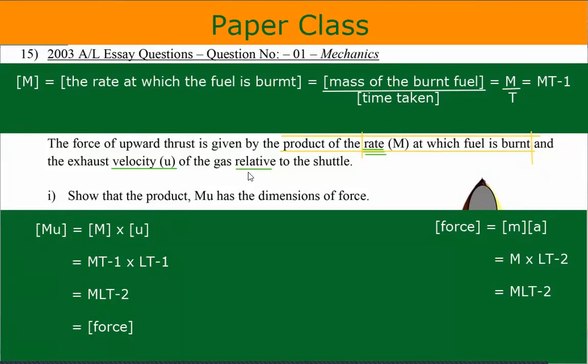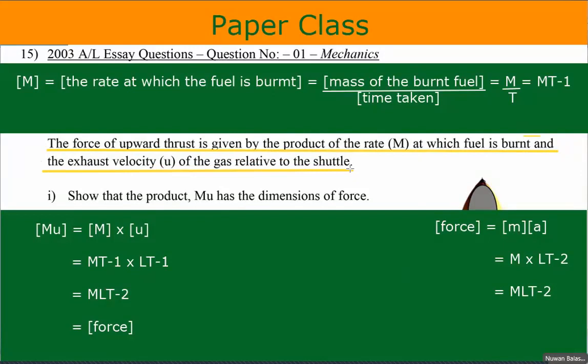We cannot use any other equation to prove this because this is a given equation. In the question, it is clearly given. We cannot use our own equation to prove anything because it is clearly given. The force means upthrust. The thrust is given by the product of the rate M at which the fuel is burned and the exhaust velocity of the gas relative to the shuttle. So as they have given the equation, we have to use their equation.